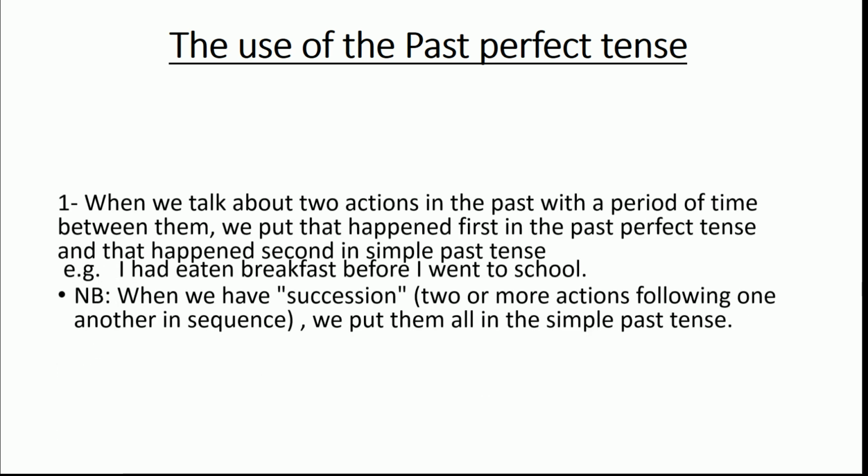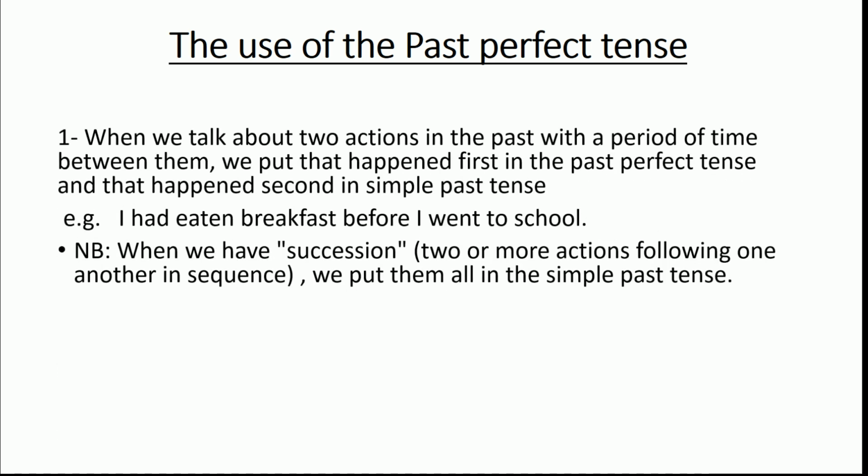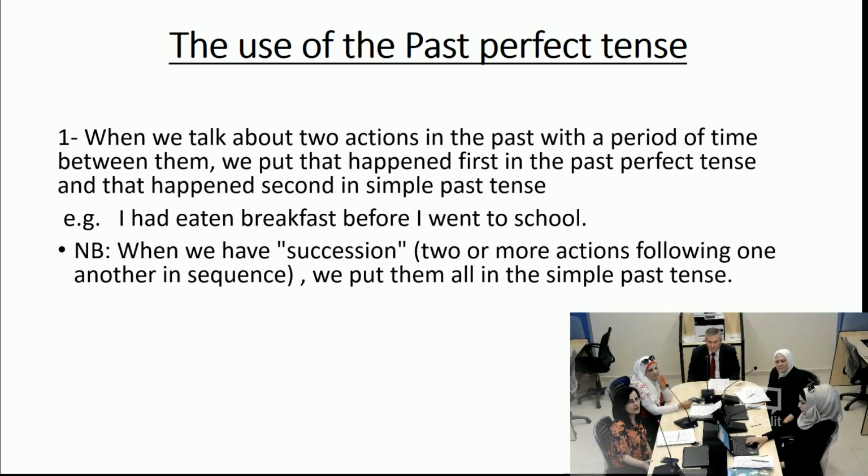The use of past perfect tense. Number 1, when we talk about two actions in the past with a period of time between them, we put the one that happened first in the past perfect tense and the one that happened second in the simple past tense. Example, I had eaten breakfast before I went to school.